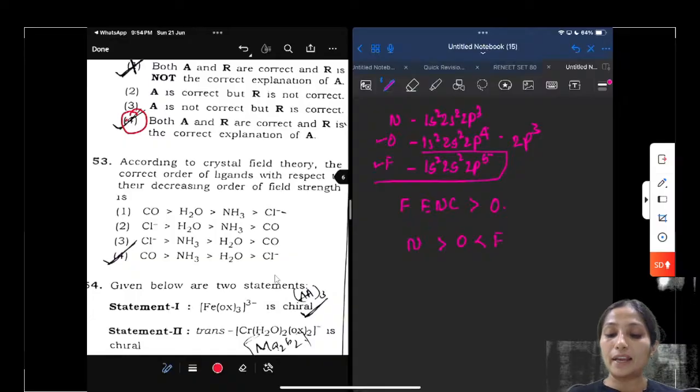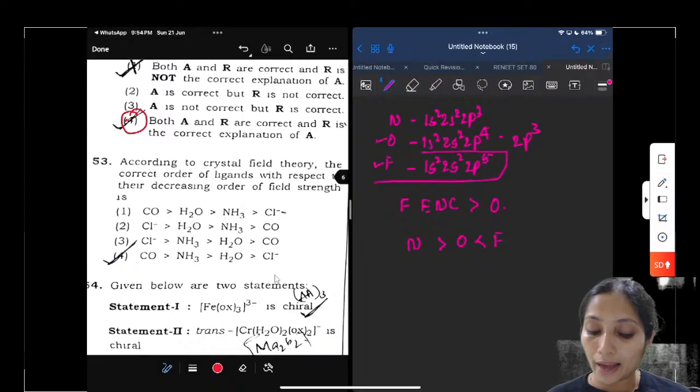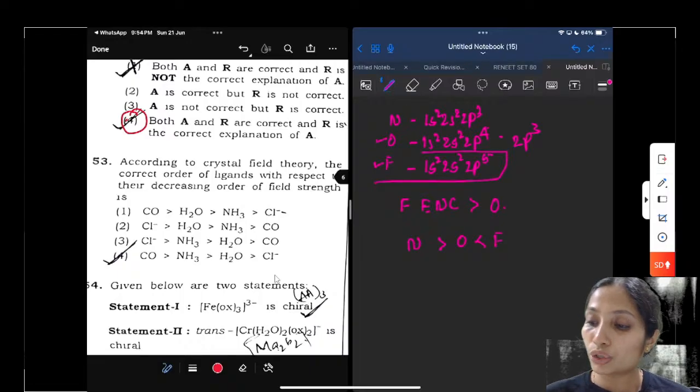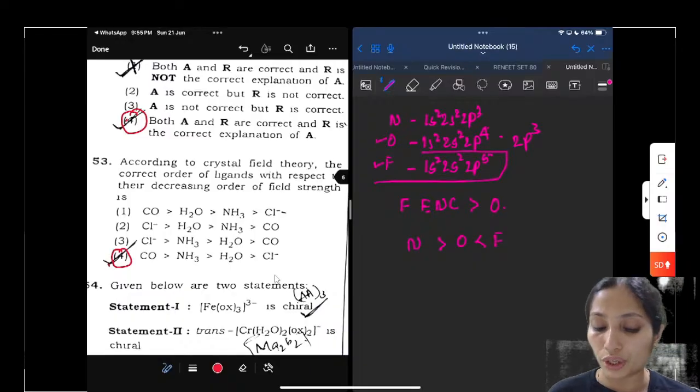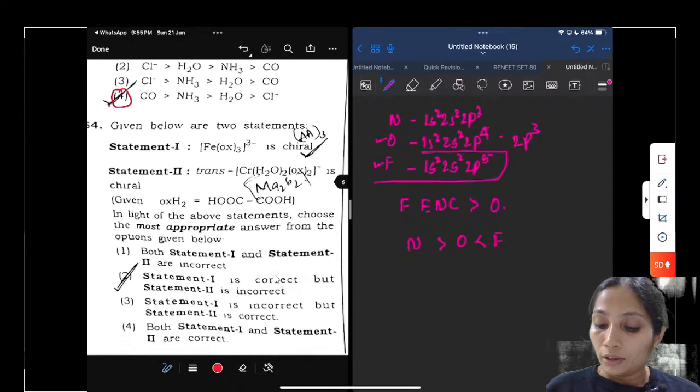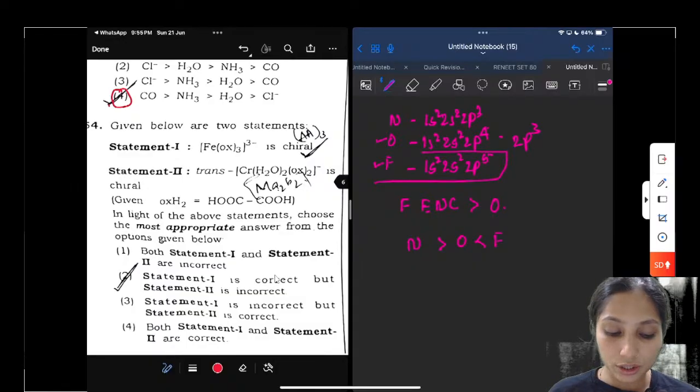Now let's go to the next question. According to crystal field theory, the correct order of ligands. The strongest ligand we have is carbon monoxide, in two options, that is option 1 and option 4. And the weakest is Cl minus, same in both. Among NH3 and H2O, which one is stronger in nature? NH3 is stronger. That's why option 4 is correct. So we can go with option 4 for this question. Next, come to question number 54.